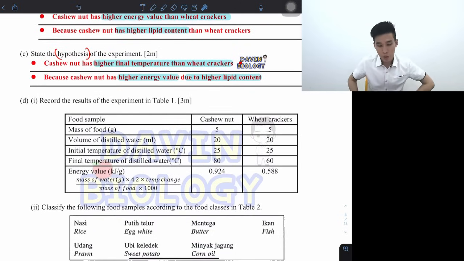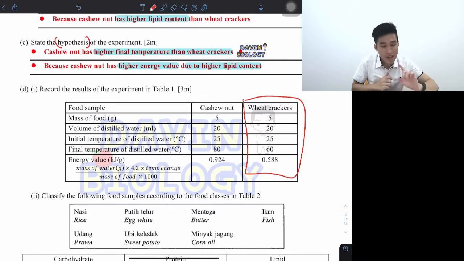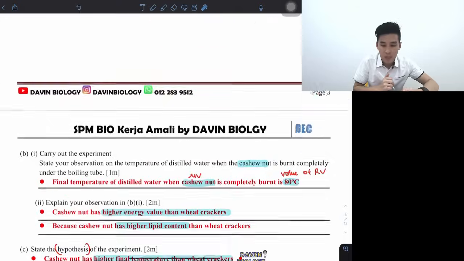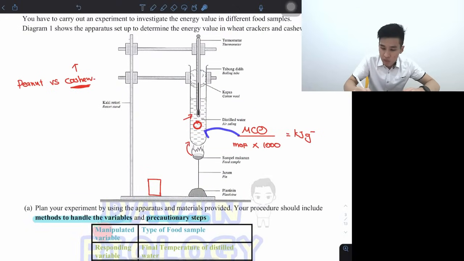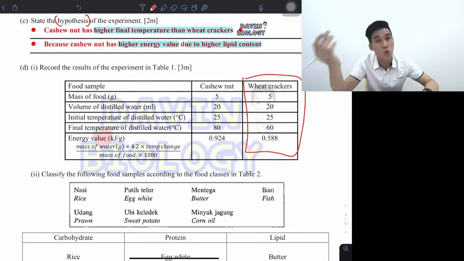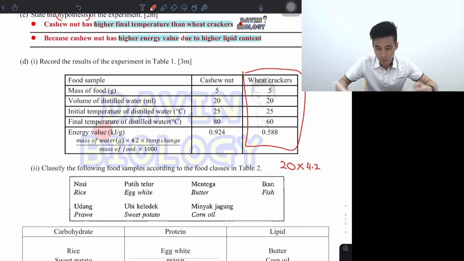Mass of water times 4.2 times temperature change. So I do one example for you, let's say wheat crackers. The mass is always the mass of water here. Don't take the mass of food, because you are calculating how much energy is absorbed by the water. You want to know how much energy caused the water to increase by that certain amount of temperature. It's like physics. So your mass always must be water. Remember 1 ml equals 1 gram. So here is 20. Then 4.2 is fixed. Temperature change, 60 minus 25, is 35.